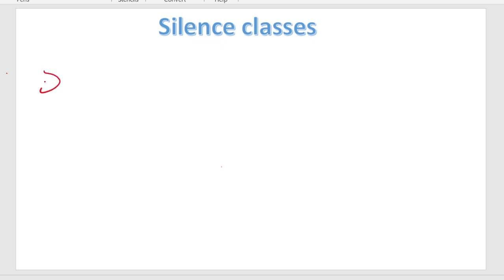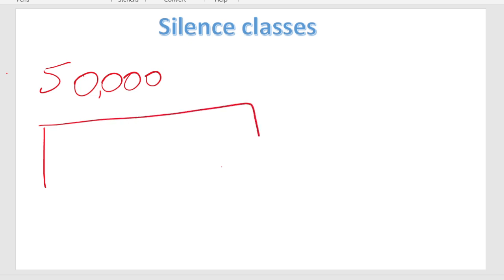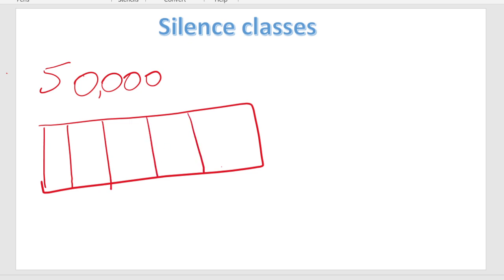First of all, 5, and there are 4 zeros. Means if I place it in the place value chart, we have to draw 5 columns: ones, tens, hundred, thousand, and 10,000. 0, 0, 0, 0, and 5 is in the 10,000s place.